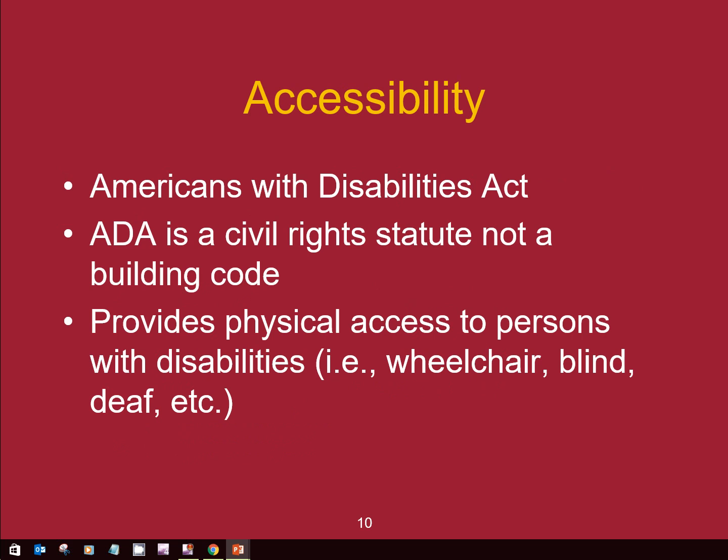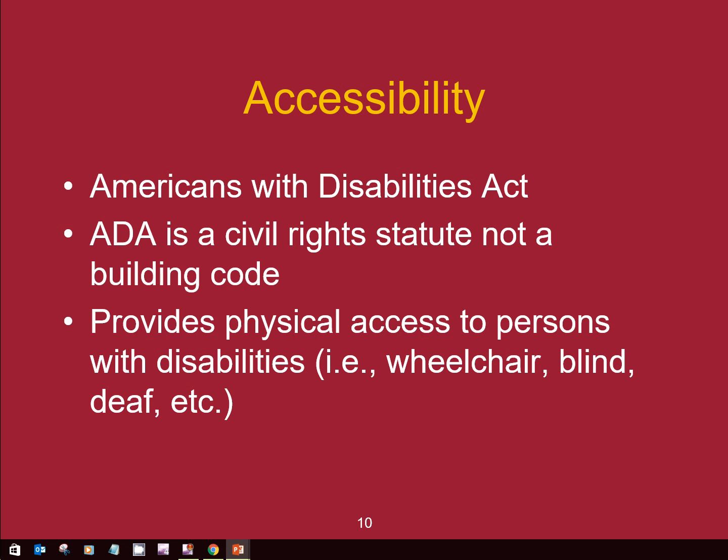Accessibility, when we talk about accessibility, this is handicap accessibility. Okay. The Americans with Disabilities Act, or the ADA, is not a building code, but it was a civil rights statute that came about in the late 1980s, early 1990s. And it basically changed building design so that wheelchair, deaf, and blind people had to have the same access as anyone else.